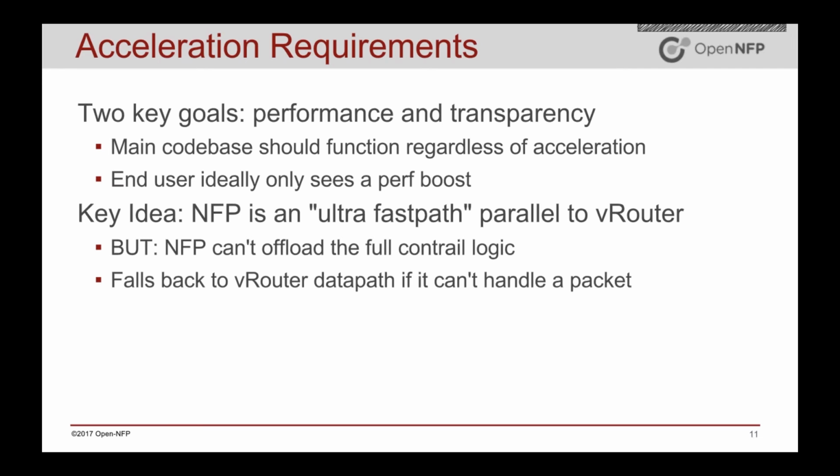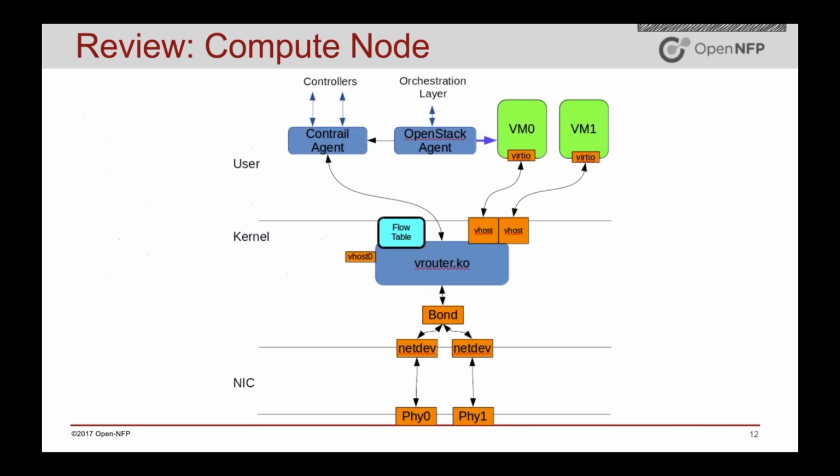Rather, instead, we will implement the most important parts in the NFP for packet handling and movement and so forth. But then, if there are any corner cases or edge cases that are ill-suited for NFP implementation, we can let those packets instead fall back to the regular vRouter fast path, in this case in the kernel, and they can handle the packets as normal without even having to realize that other packets have been offloaded from them.